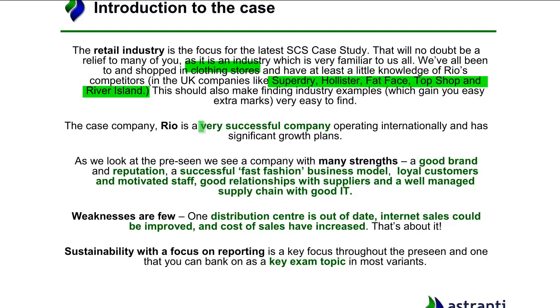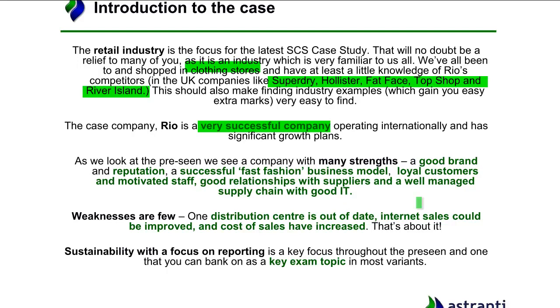A very successful company, set up in 1990, been growing very, very quickly. And they've got a reputation for fast fashion, which means being able to do a really modern, fresh design, get it into the shops very, very quickly, in small production quantities, and really attracting young, dynamic customers that are trendy and fashion conscious. They've got motivated staff, good relationships with suppliers, good IT, a great supply chain, a good reputation. There are a lot of strengths.